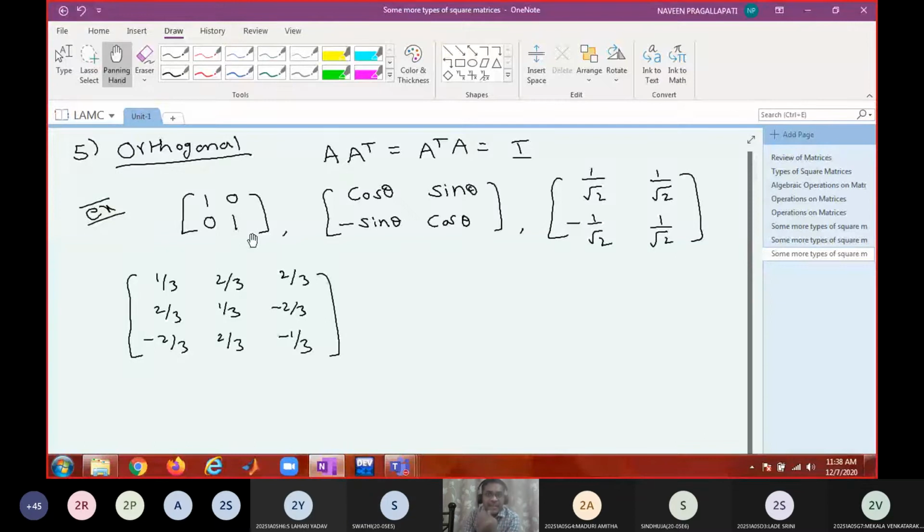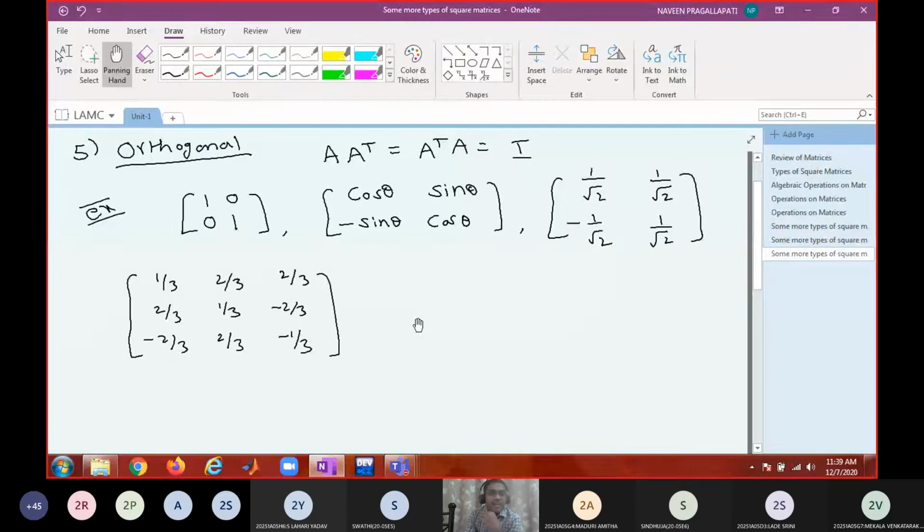How do you find out the magnitude of a vector? For a i bar plus b j bar plus c k bar, what is its magnitude? Under root of a square plus b square plus c square. Under root of sum of squares only, no? So under root of 1 square plus 0 square is 1. Under root of 0 square plus 1 square is 1. Under root of cos square theta plus sin square theta is 1. Under root of 1 by 2 plus 1 by 2 is 1. Under root of 1 by 9 plus 4 by 9 plus 4 by 9 is 1. Okay, so the magnitude of each column vector is 1.